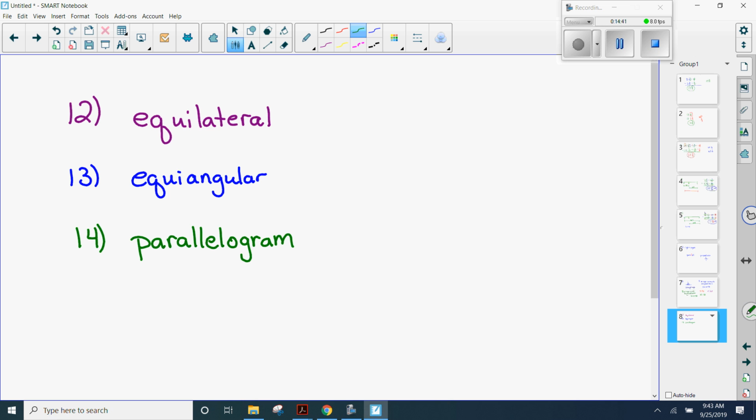Number 15 says, what is the name of a quadrilateral that has exactly two parallel sides? Exactly two parallel sides means that you only have one pair of parallel sides. Not a rhombus. Trapezoid. Very good.